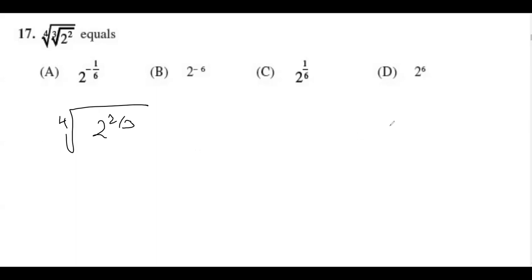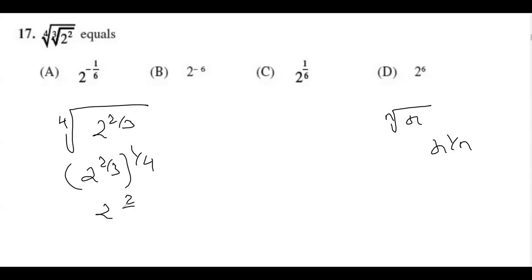Finally, I'm going to remove this fourth root. You know that if your expression is x raised to the power 1 over n. So this is 2 raised to the power 2 over 3, that raised to the power 1 by 4. So this is 2 raised to the power 2 by 12, which can be written, after reducing, as 2 raised to the power 1 by 6. So we'll say C is the correct option for this.